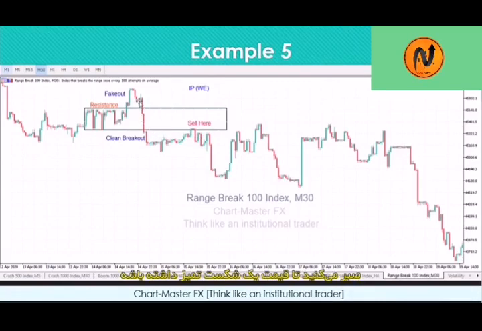You wait for the price to have a clean breakout. Once you have a clean breakout, guys, then you wait for the price to retrace to that base, so you can be able to sell at the bottom of that base, and you put your stop loss above here.